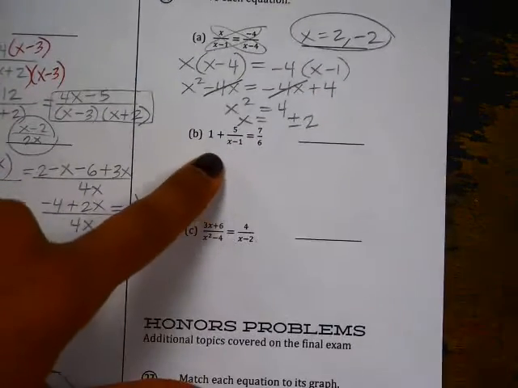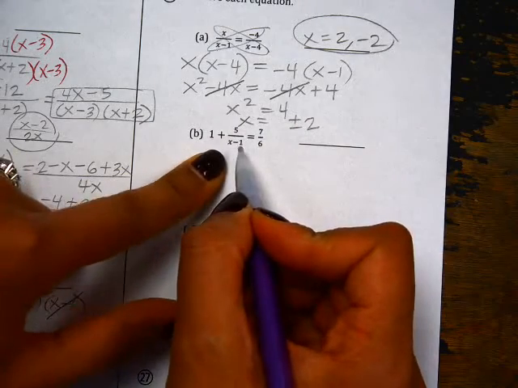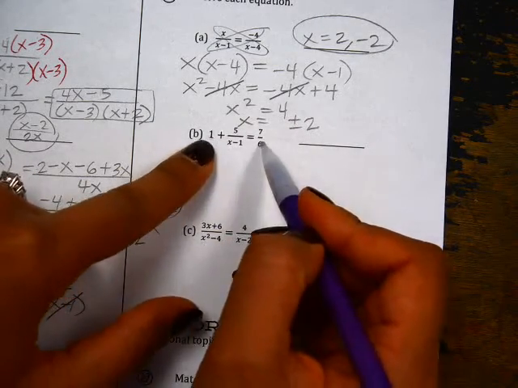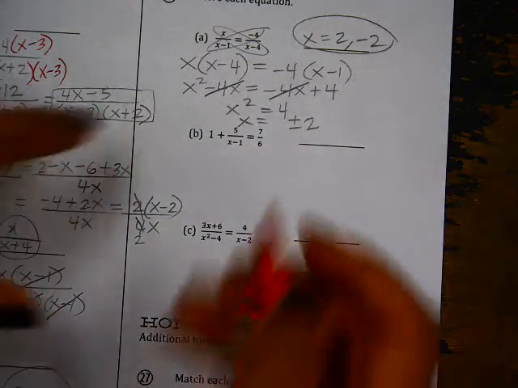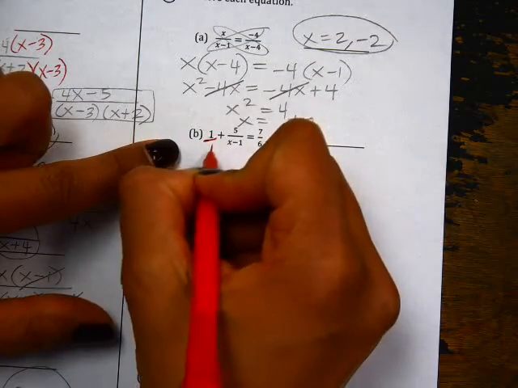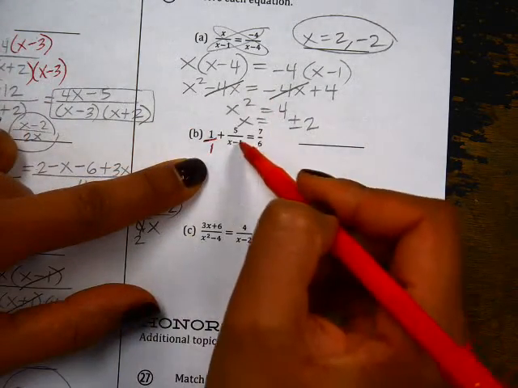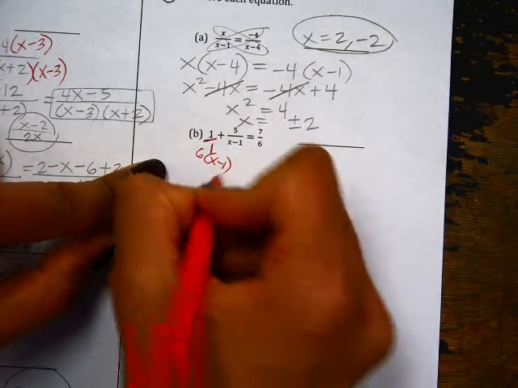Alright, on part B, if you were to solve this by cross-multiplying, you would have to subtract the 1 over here first. So let's do this one using common denominators. Here we have a denominator of 1, but we're missing these denominators. We're missing a 6 and an x minus 1.